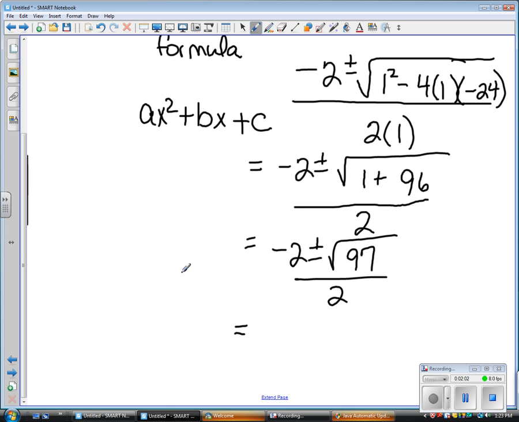Should be 97 because that would be positive, right? Because negative times negative is positive, and then I'm going to add them. From here, I would take the square root of 97. Okay, wait, I got to go back.